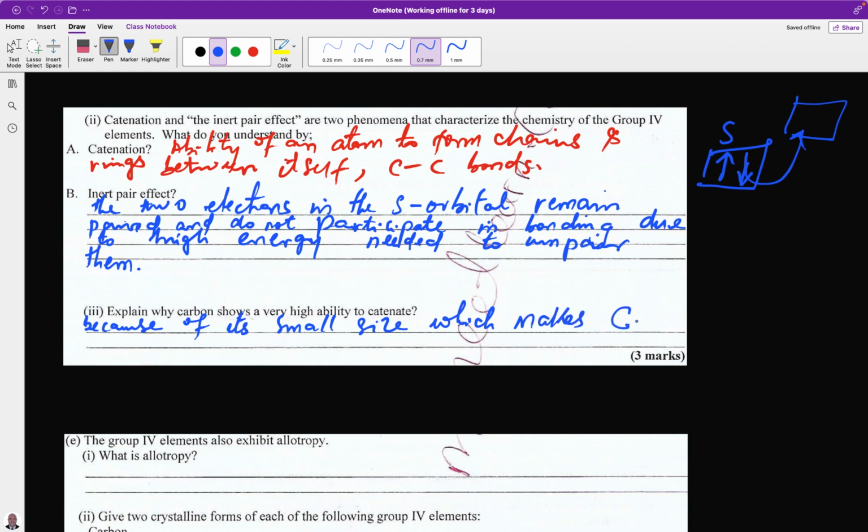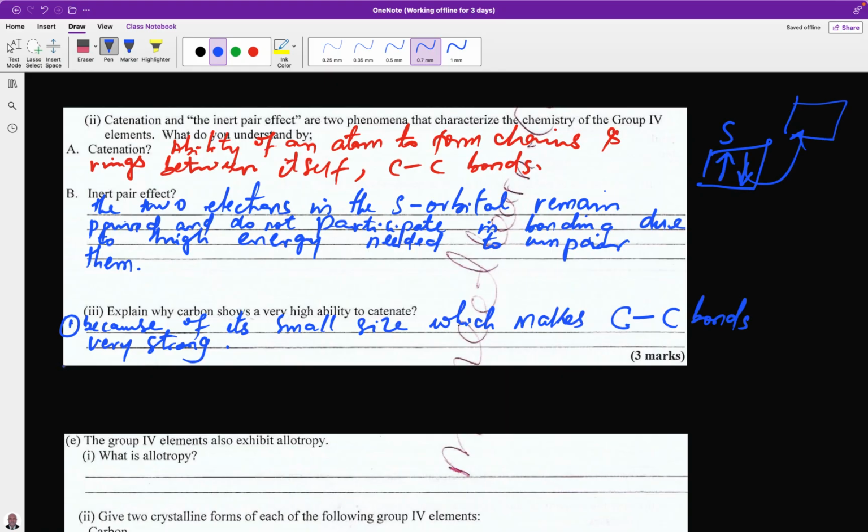Which makes the carbon-carbon bonds very strong. Explain why carbon shows a high ability to catenate. I said the ability of carbon to form chains or rings, that is to catenate, is because of, one, its small size, which makes the carbon-carbon bond very strong.